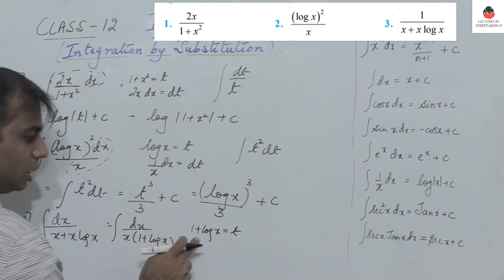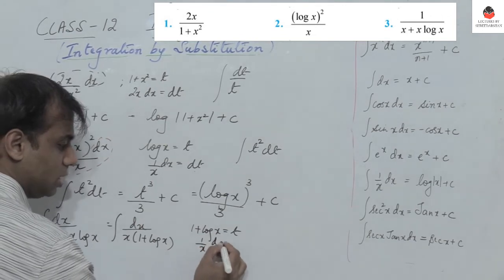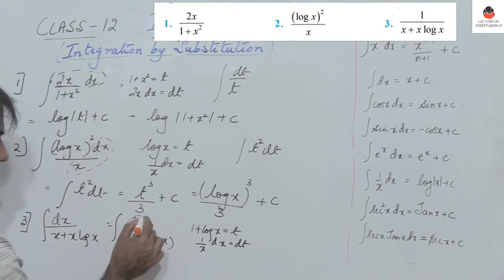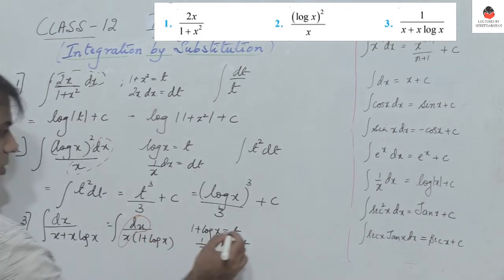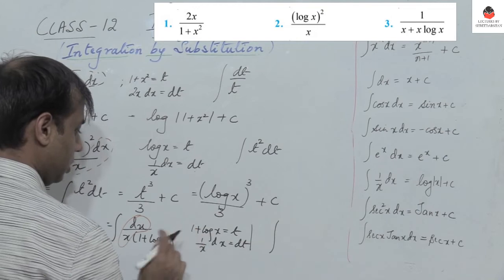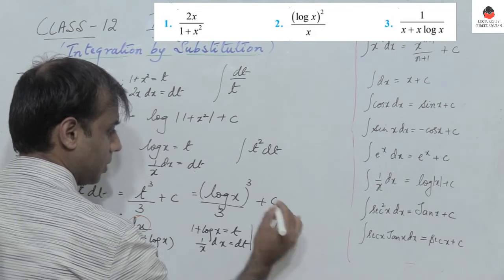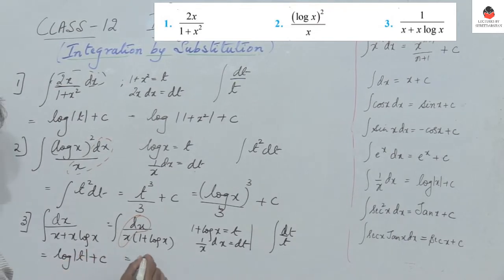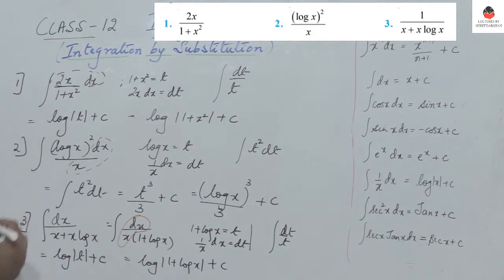So this is the substitution. If I differentiate this, the differential of 1 is 0. So the differential of log x is 1 by x dx equals dt. So what happens? dx by x, replace it by dt, and then 1 plus log x is t. So you have the integral of 1 by t dt. So what is the integral of 1 by t? It is log t plus c. And what is t? t is nothing but 1 plus log x, so the answer is log of 1 plus log x plus c.